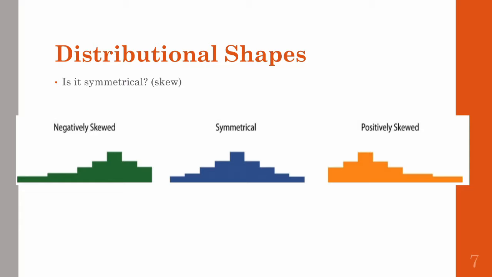It's always confusing to me to keep track of which is positive and negative skew, but it's just something to remember that if it's bunched up on the right, it's negative skew, and if it's bunched up on the left, it's positive skew.